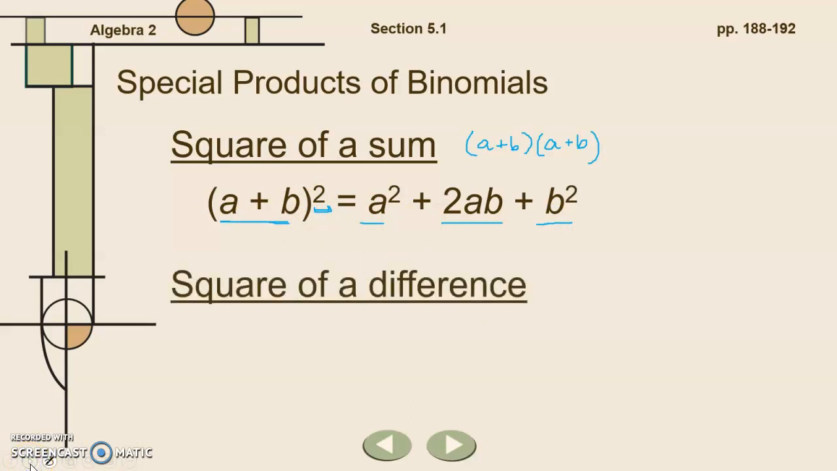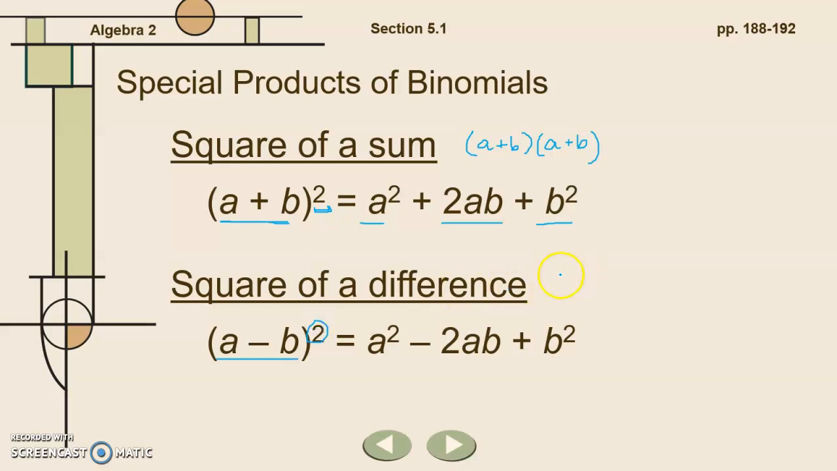Another special product of binomials is the square of a difference. So again, we've got a difference here, a minus b, and we're squaring it. We could write that out as two separate binomials, a minus b times a minus b, and use the FOIL method or the vertical multiplication method to multiply those out, or we can just take the shortcut. Whenever we're taking the square of a difference, we know that our answer will be, when simplified, a squared minus 2ab plus b squared.